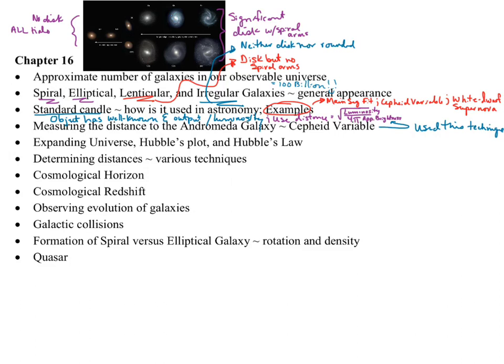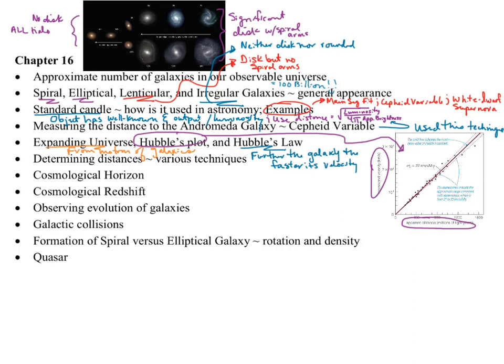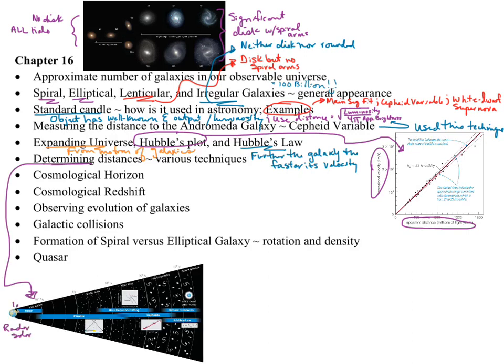Expanding universe, Hubble's plot, Hubble's law. Expanding universe we can get from the motion of galaxies. Hubble's plot was this. What did he do? Well, along the x-axis, that's actually distance of the galaxy from us, and along the y-axis is how fast it's moving from us. So Hubble's law says the farther it is from us, the faster it's moving from us.